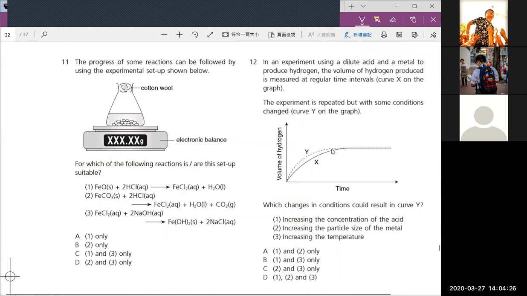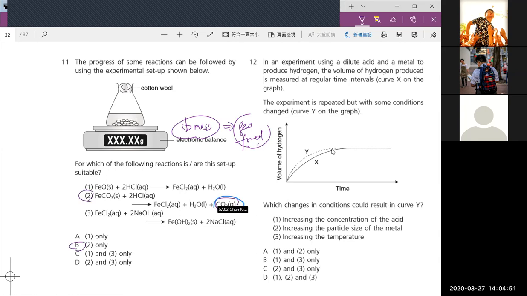Question 11. The progress of some reaction can be followed by using the experimental setup below. Which setup is suitable? So you are going to find out the drop in mass, right? It is expected, so it is usually related to a gas forming. So you are going to find out which one will form a gas. The answer is B, correct. This one gives CO2. No other gas forms in this one. So the answer is B.